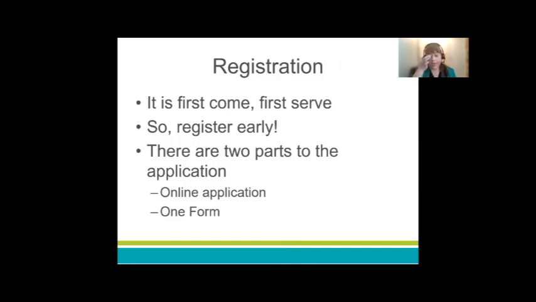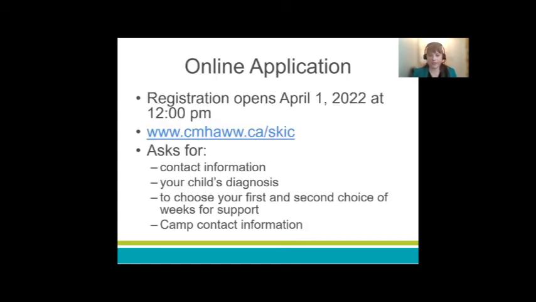So with registration, it's first come, first served. So we encourage you to register early. And there are 2 parts to the application. Registration opens April 1st this year at 12 p.m. The website is here. You'll find all the information for forms, etc. on our site. Our online application will ask for your contact information, your child's diagnosis, ask you to choose your first and your second choice of weeks for support, and then the camp contact information.